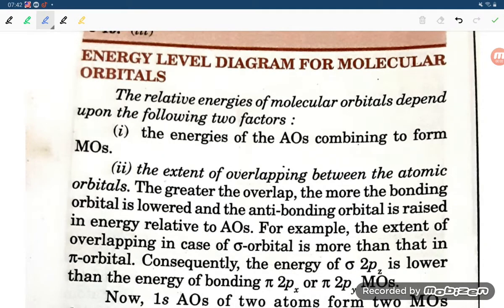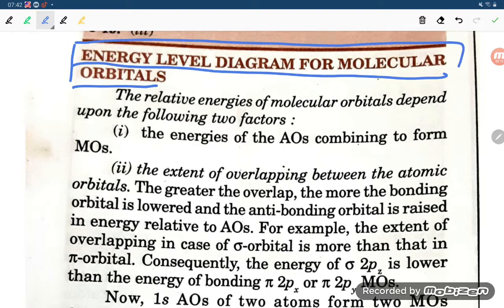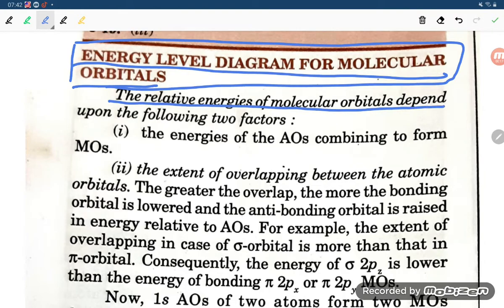Hello students, now let us try to understand the energy level diagram from molecular orbital theory. What are the energy level diagrams according to molecular orbital theory that we are going to study? The relative energy of molecular orbitals depends upon the following two factors. The first factor is the energy of the atomic orbitals combining to form the molecular orbital.